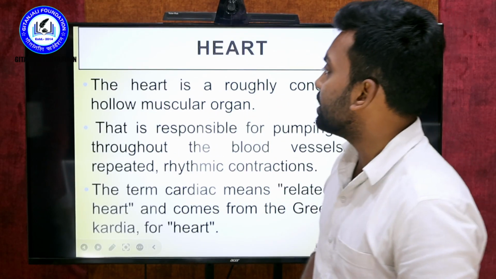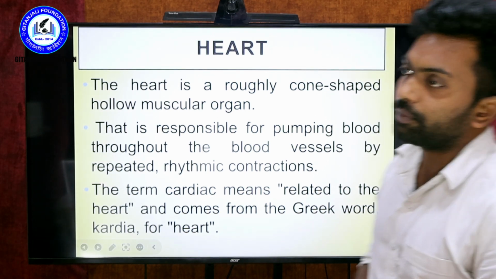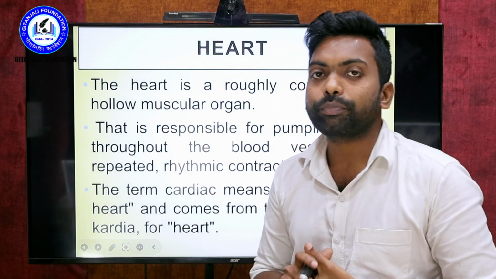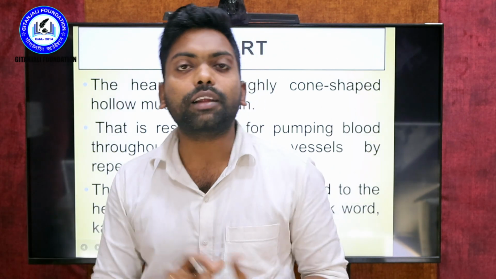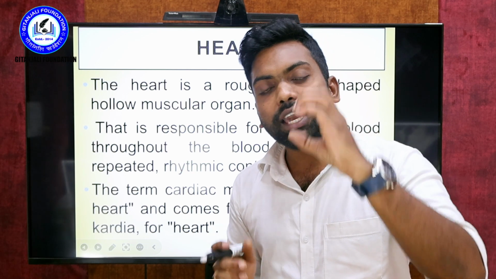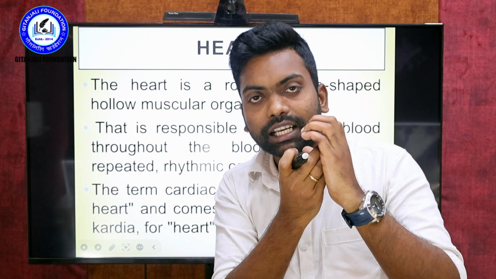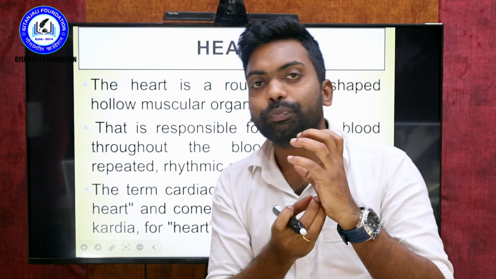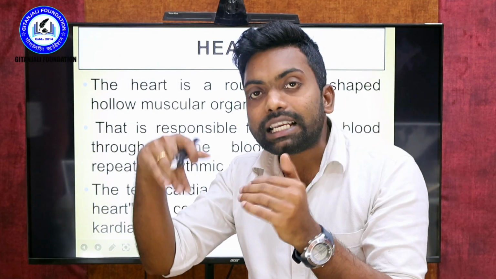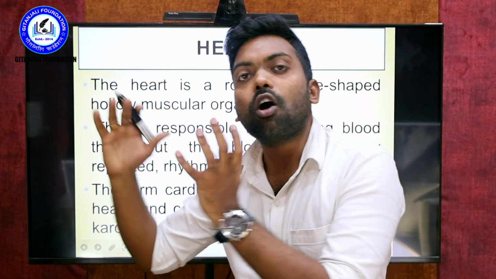See the points here. The heart is a roughly cone-shaped hollow muscular organ. What is the meaning of hollow here? There are a lot of organs in the human body, but hollow means the muscle is around it and there is space inside. So here you can see the heart is made up of cardiac muscle, and inside there is some space. That is called a hollow muscular organ.